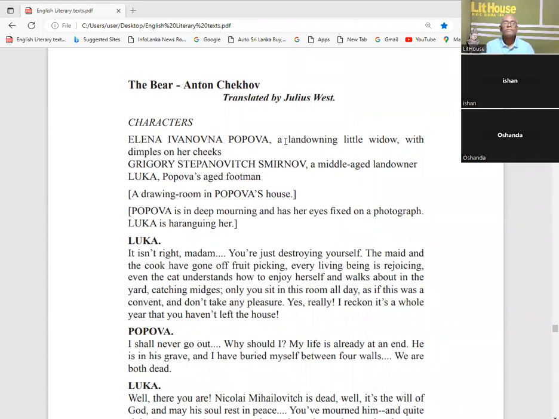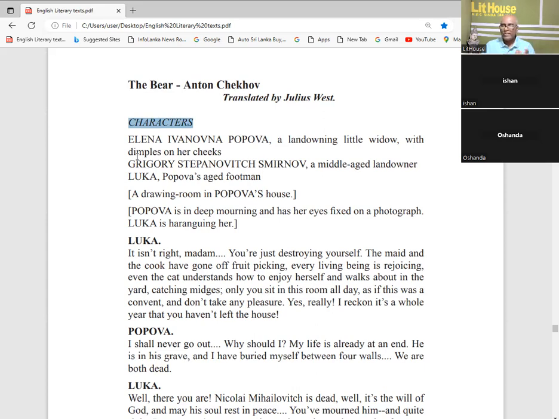The Bear, Anton Chekhov, translated by Julius West. Characters. Now, all dramas have characters because these characters add life to the drama. They are the people who dramatize this on stage. Therefore, drama is a live literary presentation because characters are the people who convey or pass the writer's or dramatist's idea.